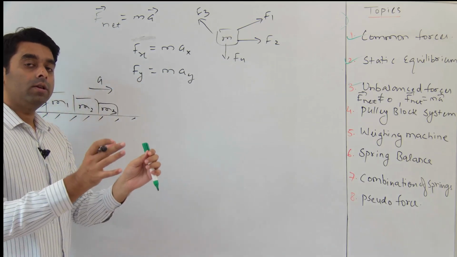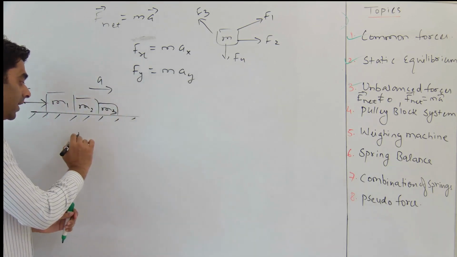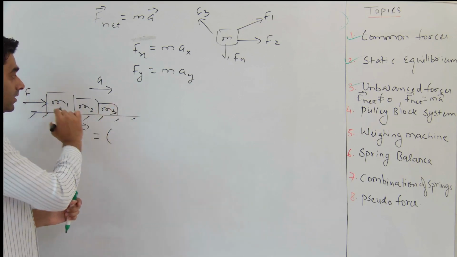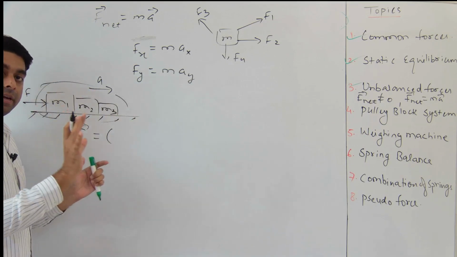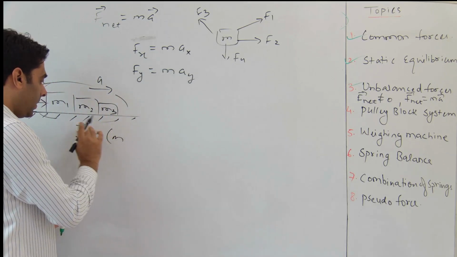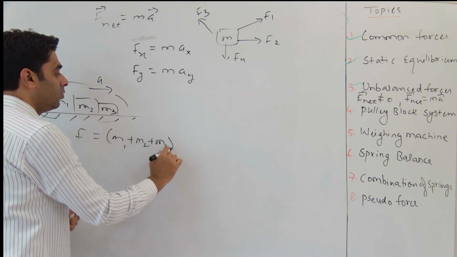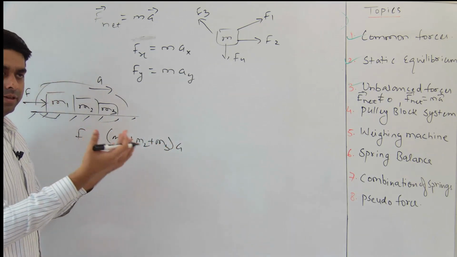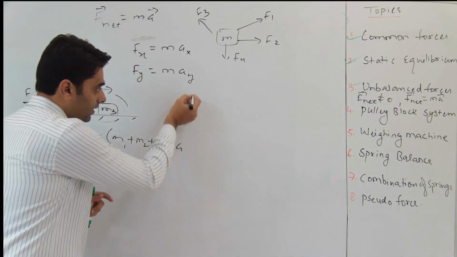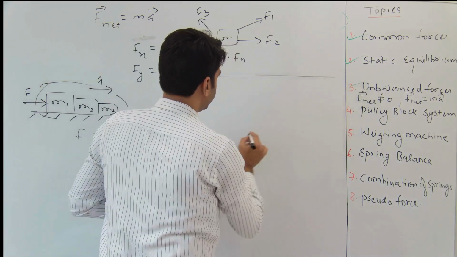Whenever all the particles, all the bodies of a system are moving with the same acceleration, then we can directly use F equals MA. We can consider all of these as part of a single system and apply F equals MA directly on the whole. So F is equal to M1 plus M2 plus M3 into A. With this we can find out either acceleration or force, whichever they are asking. I'll take more examples to illustrate this point. Let's suppose a situation is given to you.